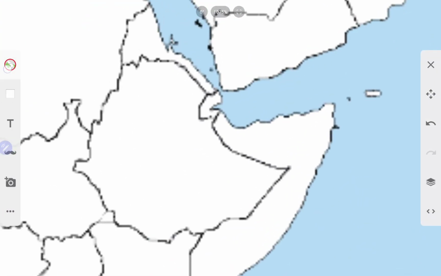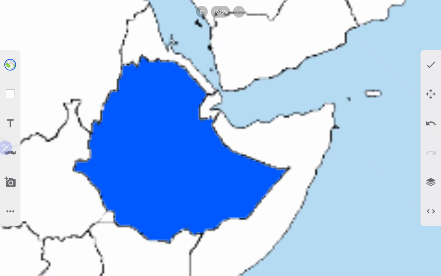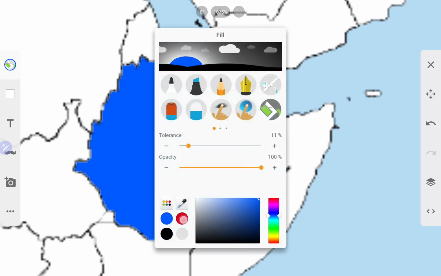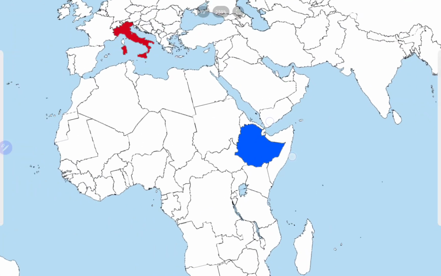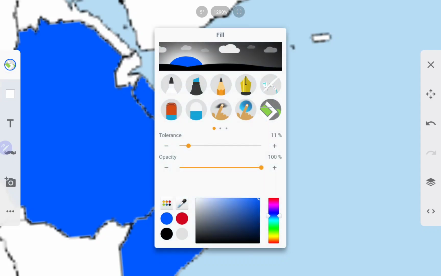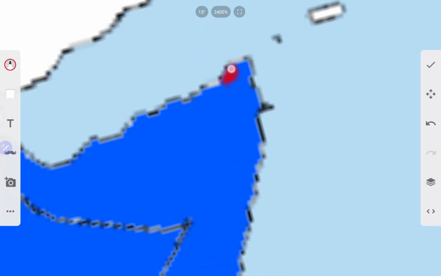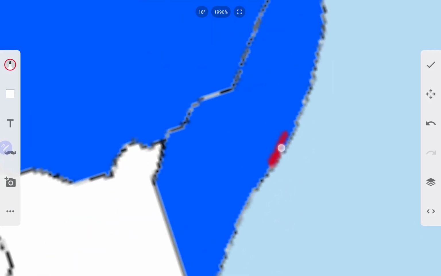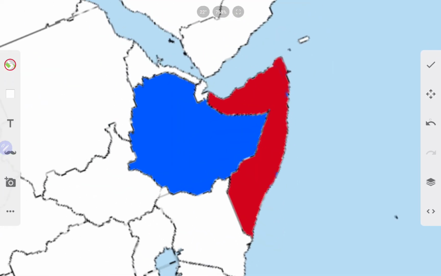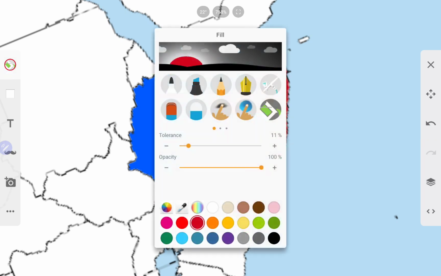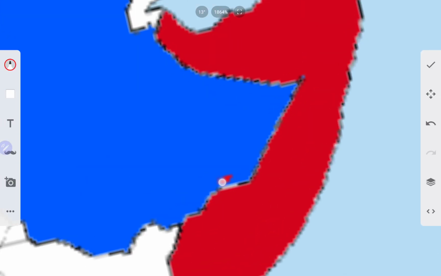The problem is Ethiopia is now surrounded by several nations: Djibouti, Eritrea, Somalia. So Italy will have to now invade Somalia. Somalia is a very weak nation, so they surrender very, very quickly. So then they start to invade Ethiopia.